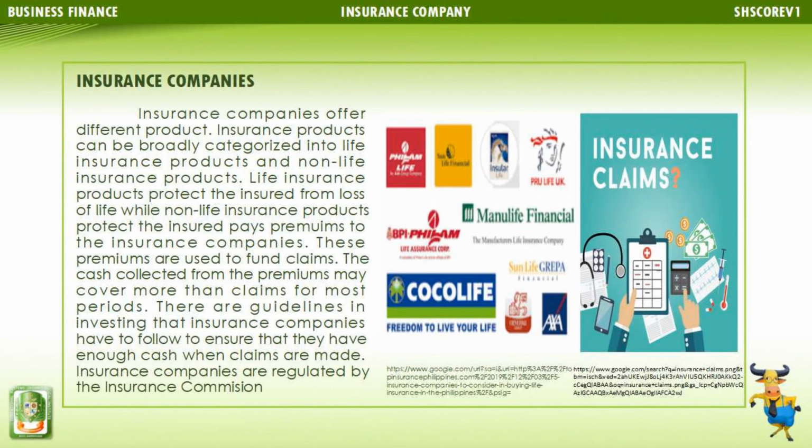Insurance companies. Insurance companies offer different products. Insurance products can be broadly categorized into life insurance products and non-life insurance products. Life insurance products protect the insured from loss of life, while non-life insurance products protect against other losses. The insured pays premiums to the insurance companies. These premiums are used to fund claims. The cash collected from the premiums may cover more than claims for most periods. There are guidelines in investing that insurance companies have to follow to ensure that they have enough cash when claims are made. Insurance companies are regulated by the Insurance Commission.